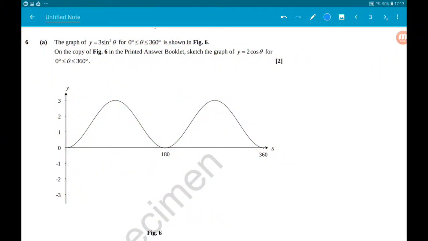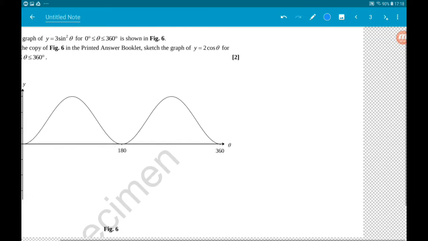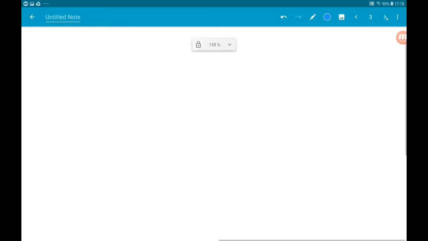Okay, number 6. The graph of y equals 3 sine squared theta, for theta between 0 and 360 degrees, is shown in figure 6. On the copy of figure 6 in the printed answer booklet, sketch the graph of y equals 2 cos theta, for theta between 0 and 360 degrees. So, I'm going to be a badass. I'm not going to do it on the copy. I'm going to do it on this one, right here. Sometimes, there's no stopping me. Before we do that though, let's revise cos.